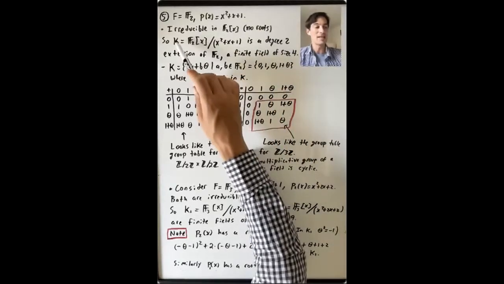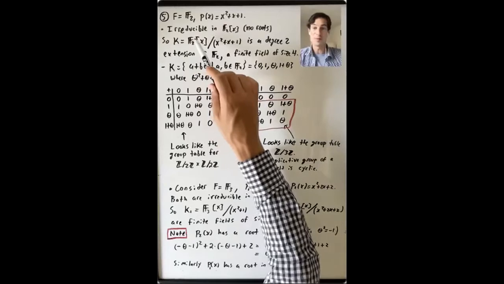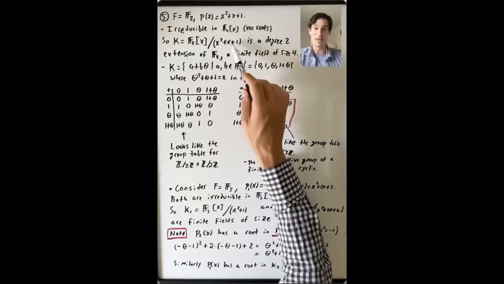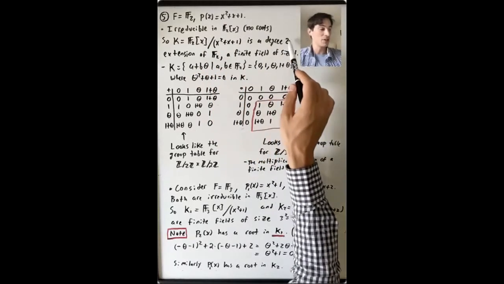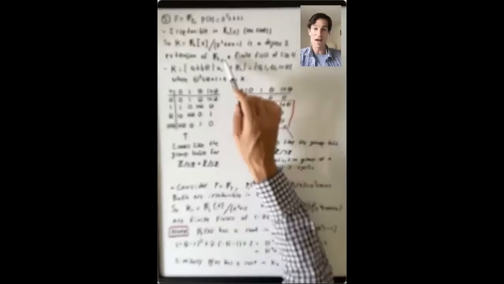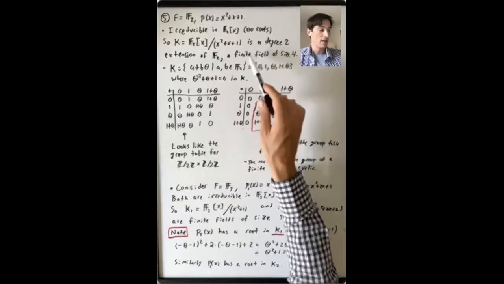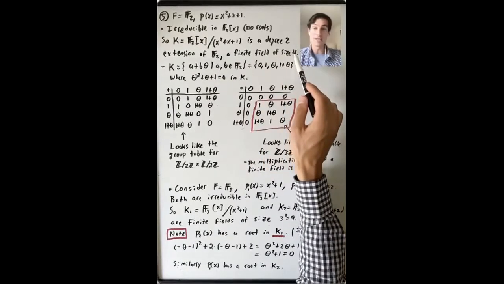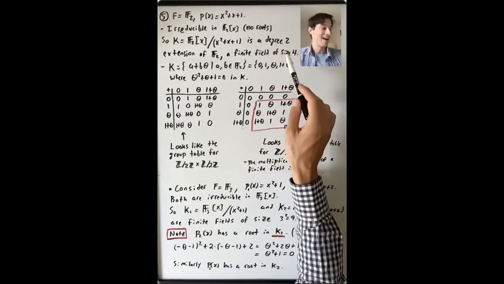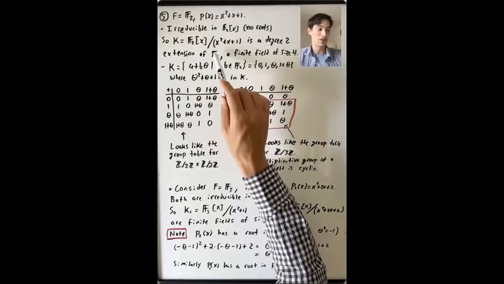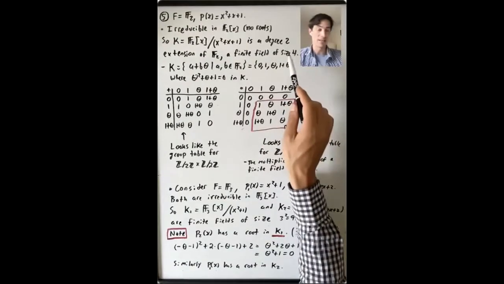So what that means is that K, F2[x] mod the ideal generated by this irreducible polynomial, is a degree 2 extension of F2. It contains a subfield isomorphic to F2. And it is a finite field of size 4. So it's a vector space of dimension 2 over F2, so it has 4 elements.